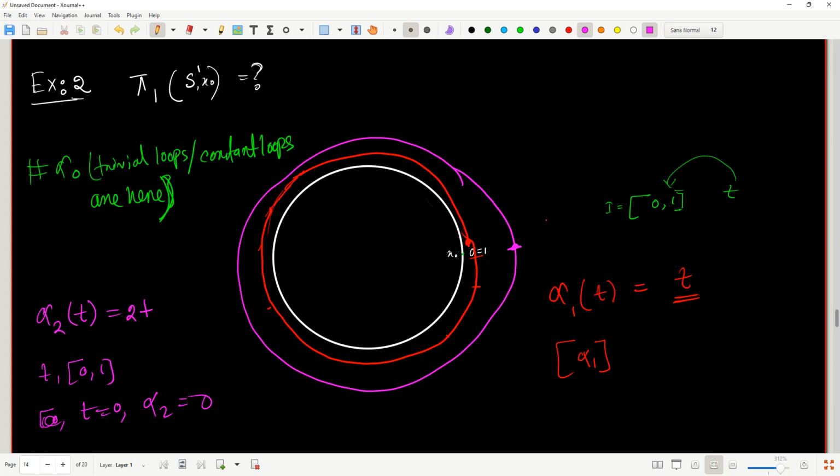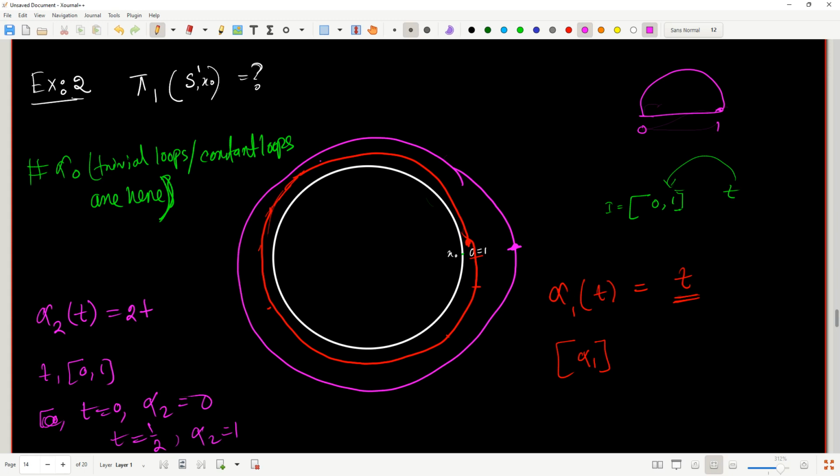Okay? But t runs from 0 to 1. So when t equals half, alpha 2 is equal to 1. But 0 and 1, we are identifying them to be the same, right? It's like taking the interval 0 to 1 and gluing it together to make the circle. So when t equals half, you have already traversed the loop, or traversed the circle, one time. But t, from 1/2, has to go to 1 because t has to run from 0 to 1.